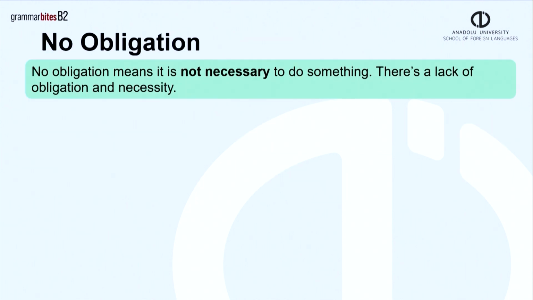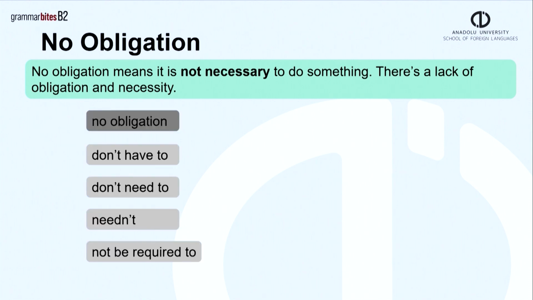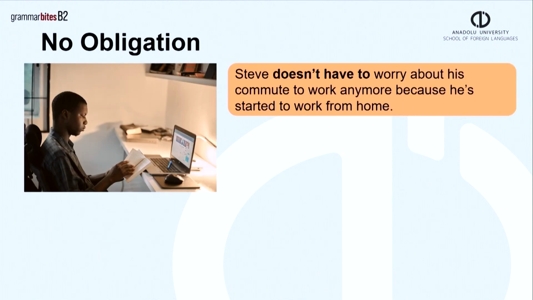No obligation means it is not necessary to do something. There is a lack of obligation and necessity. For no obligation we use don't have to, don't need to, needn't, and not be required to. For example, Steve doesn't have to worry about his commute to work anymore because he's started to work from home.